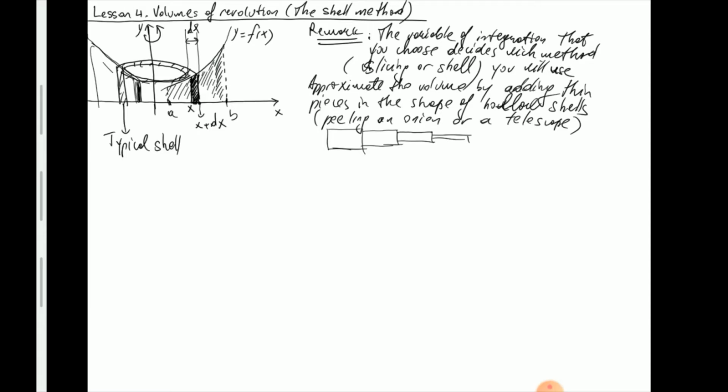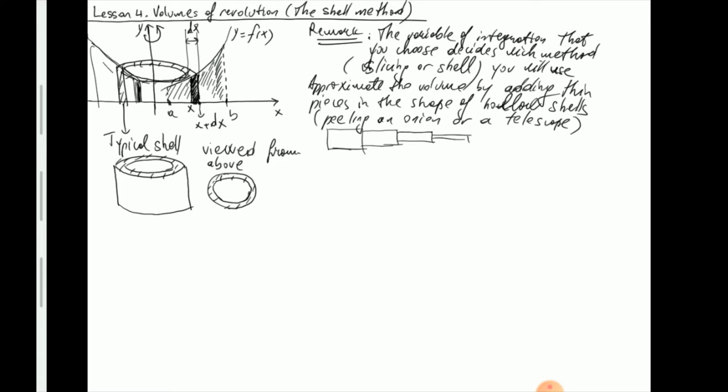So once again, a typical shell, if I were to take it away outside from the main graph, looks like a very, very thin cylinder with thickness dx, as I said before. And if you view it from above, it will look like a very thin annulus, right? Like two concentric circles, again with thickness dx.